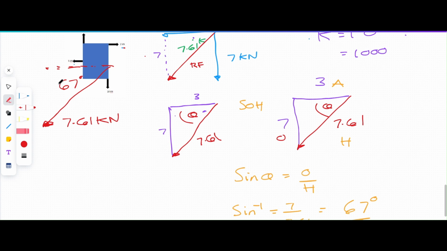So again, we just use Pythagoras and trigonometry. So we've worked out resultant force and we've worked out angle. The next video might be on moments, because we might have a pivot point or something. Okay, but that's coming next sometime. Okay, so we've calculated resultant and angle.